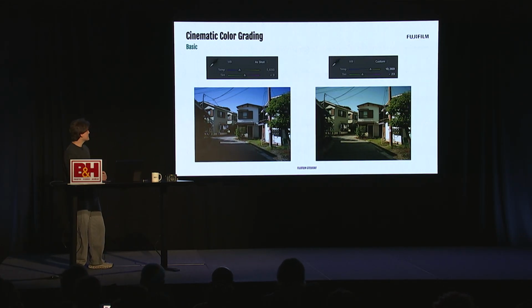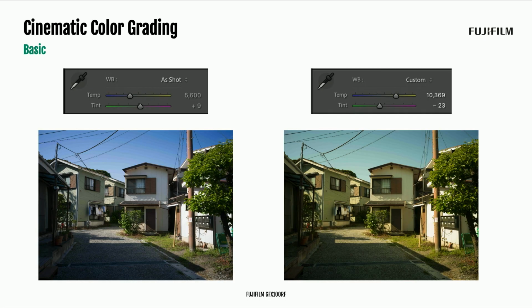So now we're just going to go step by step, take a look at how you could edit an image with just one tool. So for example, this is a straight out of camera image from the GFX 100 RF. And all I did here was just warm it up and bring the tint to the green a little bit. And you can see it's a completely different image. There's no changes to the contrast of the image. There's no other changes at all. But you can see it's a drastically different image.